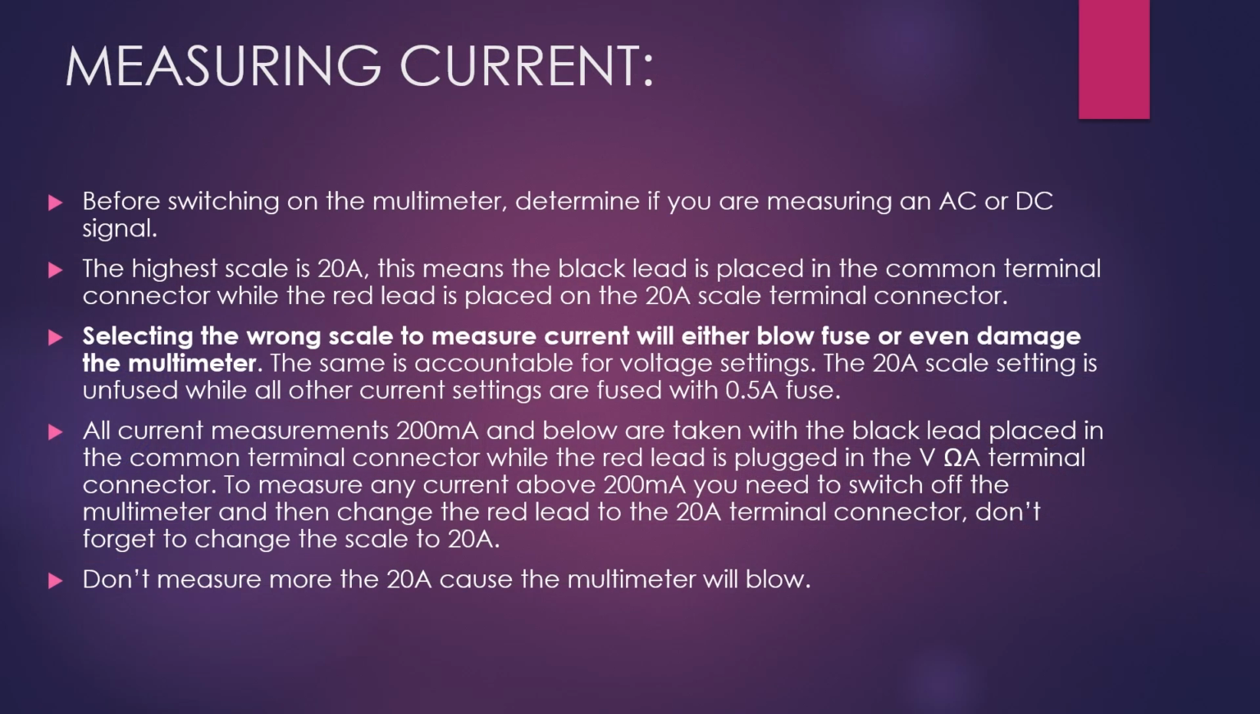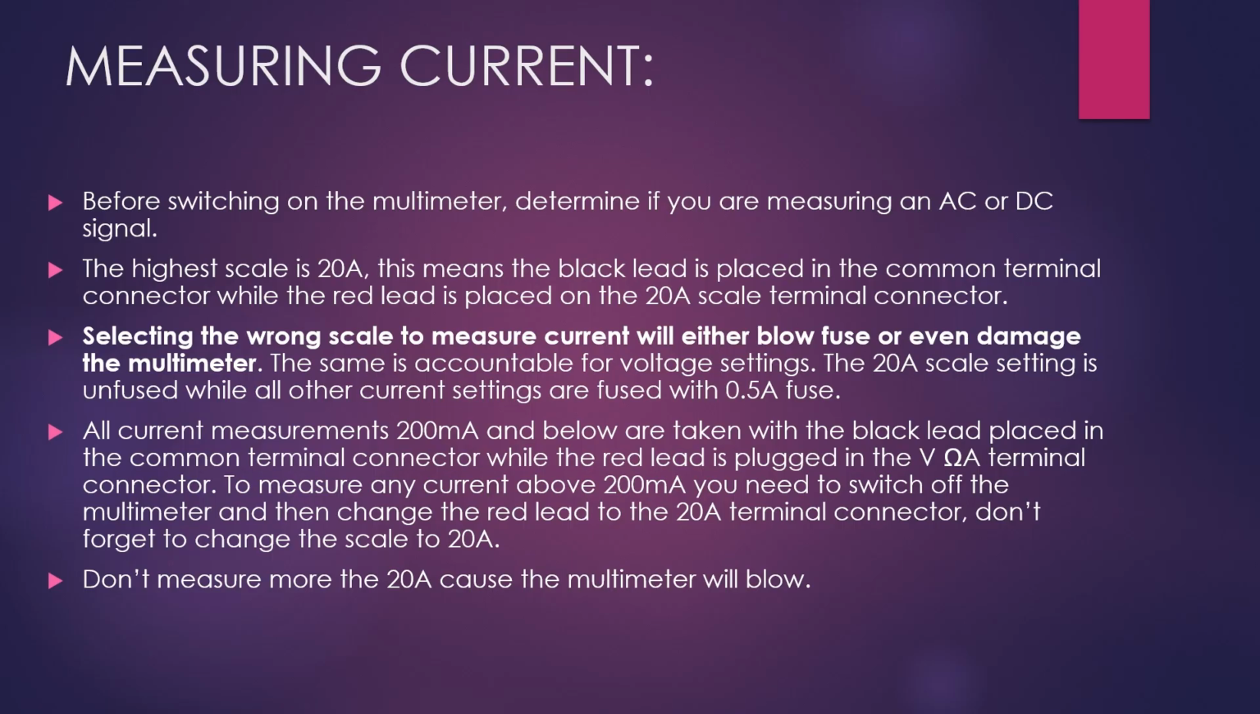now we'll be focusing on how to measure current. The first thing you have to do is determine if you're measuring an AC or a DC signal. If your current is unknown or more than 200 milliamps, you select the highest scale, which is 20 amps, and then you insert the red lead into the 20 amps terminal of your multimeter, and the black lead goes into the COM terminal of your multimeter. Please note that if you select the wrong scale, you will blow the fuse in the multimeter, which might lead to you damaging the multimeter.